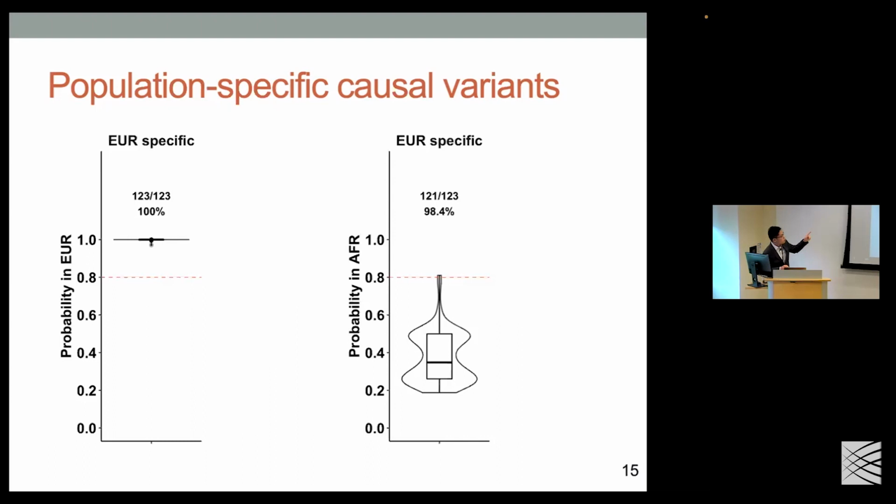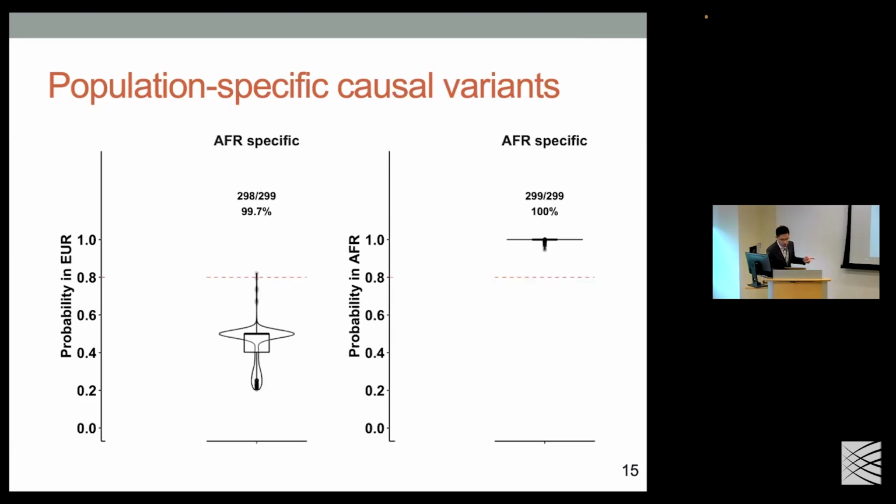The simulation results show that for the European-specific case, 100% of variants are identified as causal in European. In African, I think only two results were falsely reported as causal in Africa. Similarly, for African-specific scenarios, it is quite high, more than 99%, and only one variant is falsely reported as causal in European for the African-specific case.